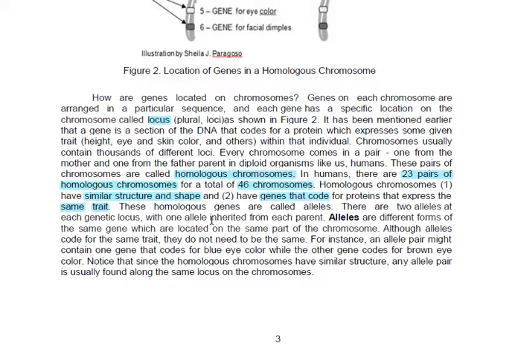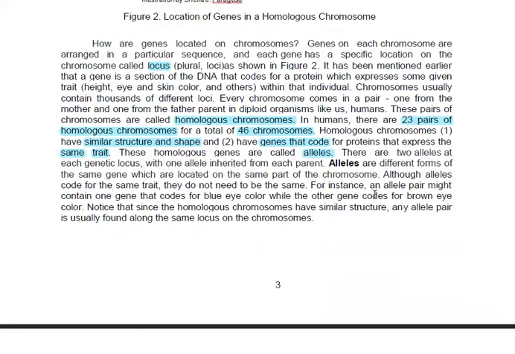Okay. They are also called alleles. So, the alleles. There are 2 alleles of each genetic locus, with one allele inherited from each parent. So, alleles are different forms of the same gene. So, for example, one allele is for curly hair, the other allele is straight hair. Or one allele's hair color is blonde, and the other is black. Okay? But they are both hair.